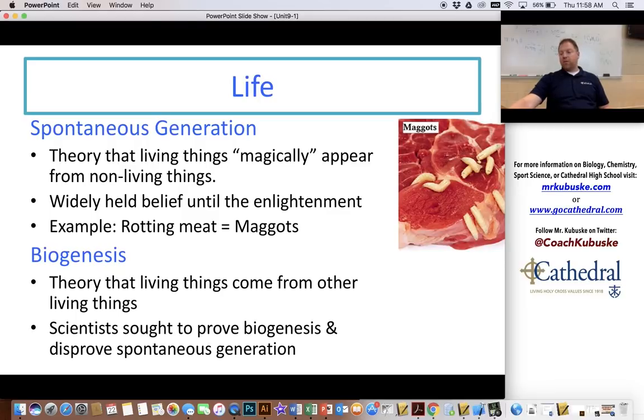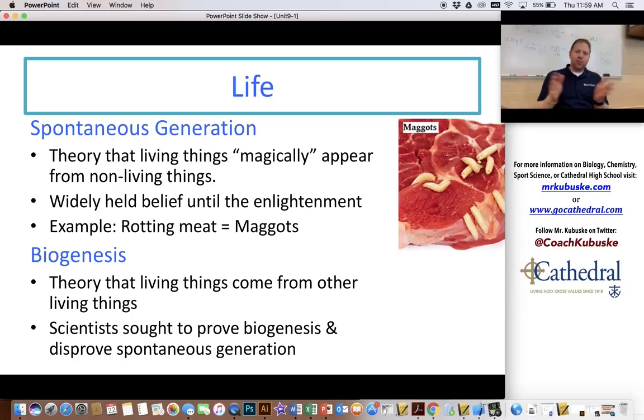So when maggots would appear on rotting meat that was left out in their homes or in their butcher shops for long periods of time, it was pretty easy to come to the conclusion that maggots must come from that rotting meat. Like that living thing must come from that non-living thing right there. And again, it may seem crazy to think that, but you might start to see where someone could come up with that. So that idea is called spontaneous generation.